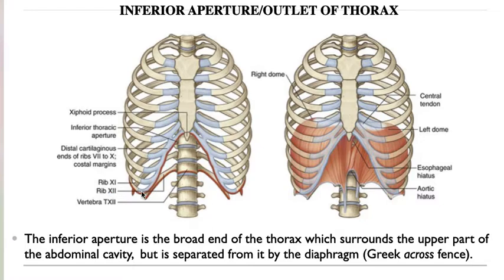Coming now to the inferior aperture or the outlet of the thorax. The inferior aperture is a broad end of the thorax which surrounds the upper part of the abdominal cavity but is separated from it by the diaphragm.